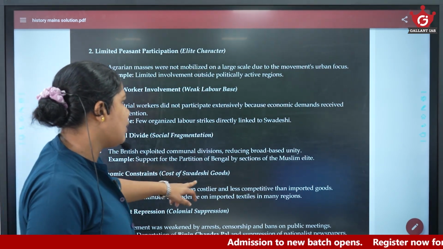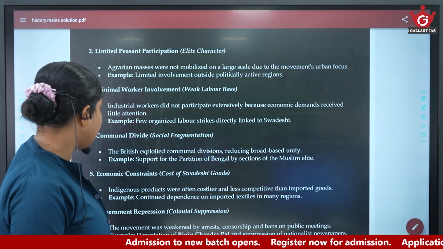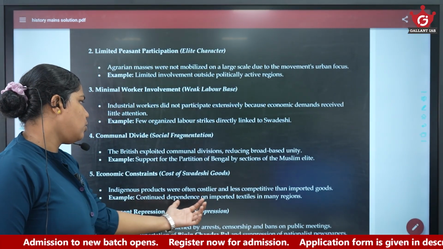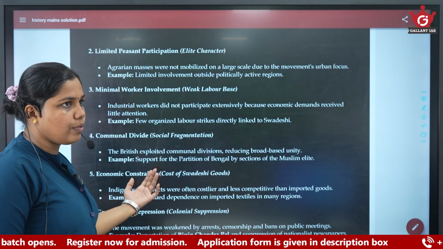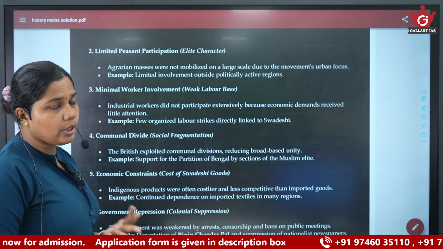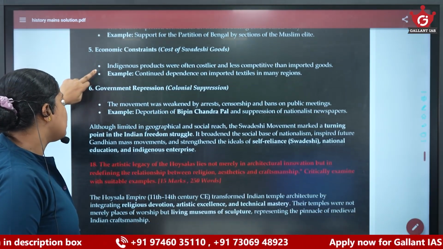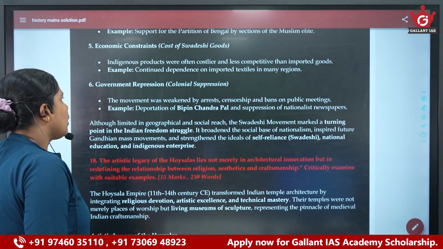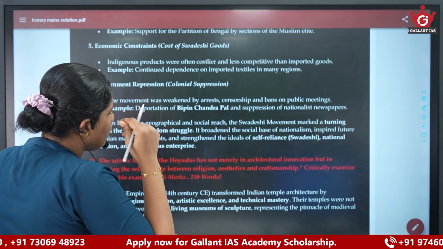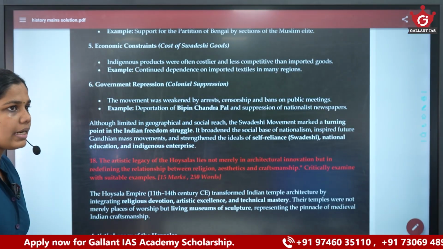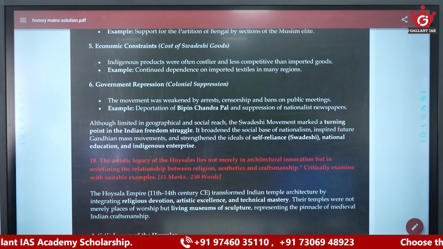Support for the partition of Bengal by sections of the Muslim elite. You can mention it. Economic constraints. Imported textiles in many regions. So when the funds were not coming to India, it was a problem. Next is government's repression. You can talk about deportation of Bipin Chandra Pal, suppression of nationalist newspapers, arrest of many people and being sent to jail, also you can mention here.